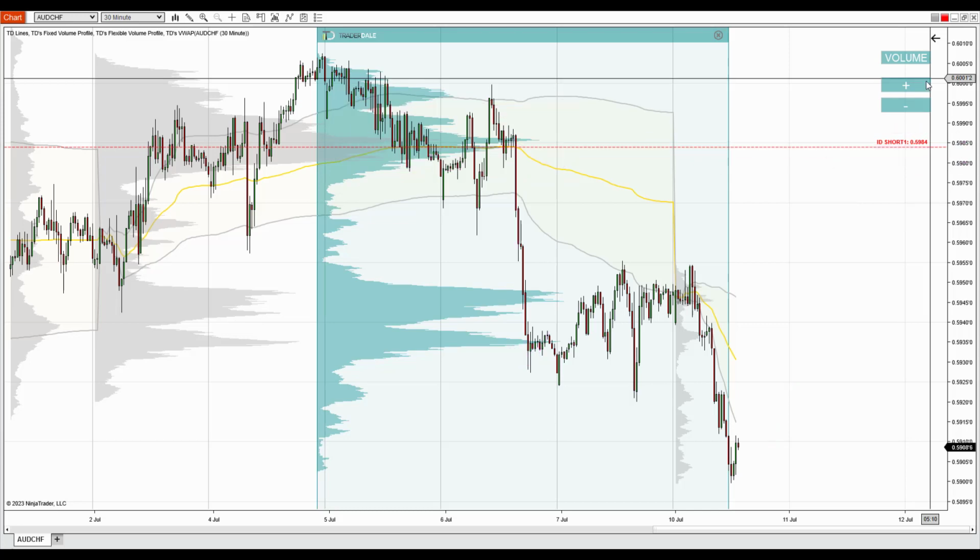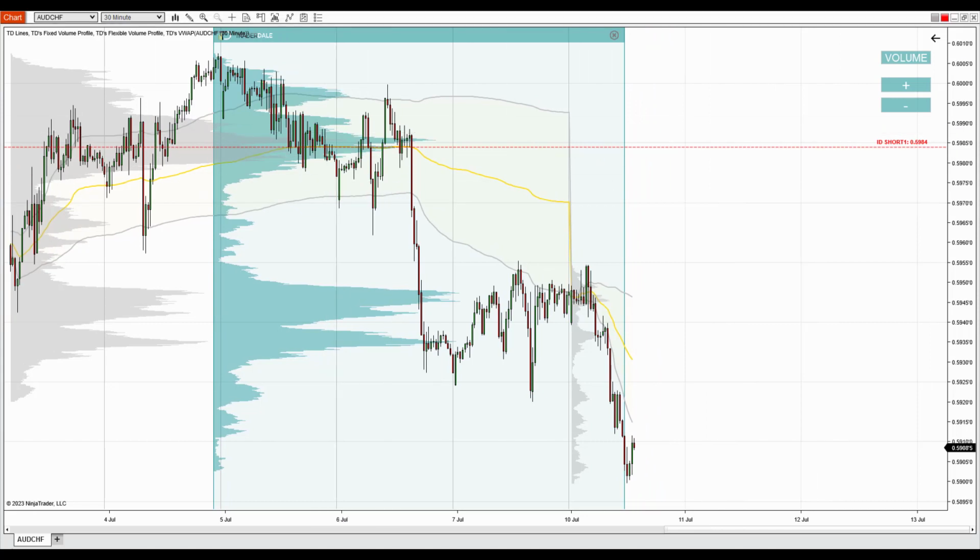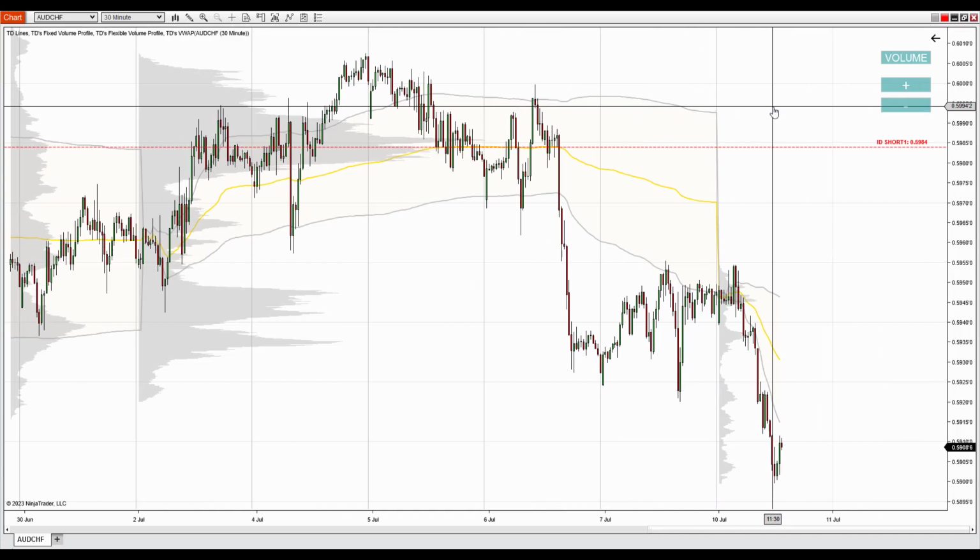It is the volume accumulation setup all over again. So as you can see, it's pretty similar. Again, we only need to wait for pullback to that level and take it from there. By the way, what I really like about this level, let me delete this flexible profile and let's have a look at this fixed profile.